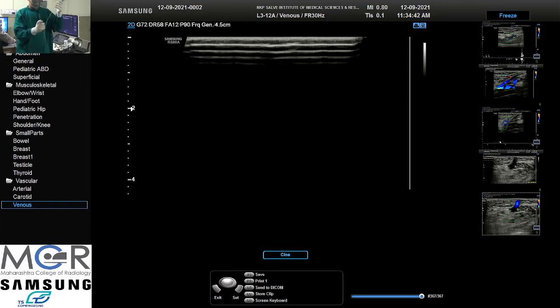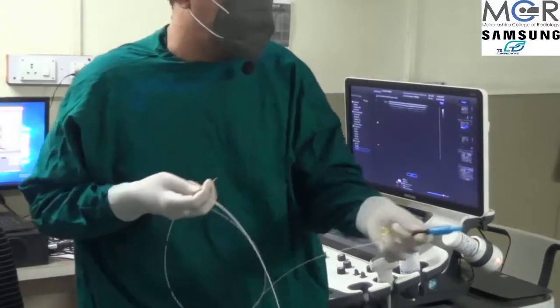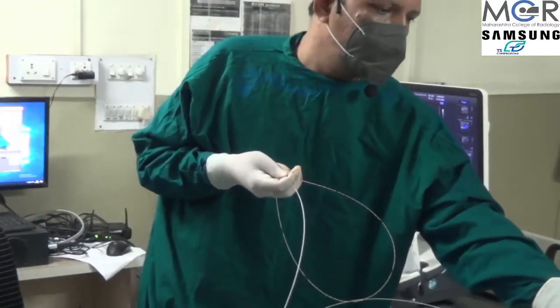Now this is the other end of the fiber. This goes inside the machine. Put it inside.